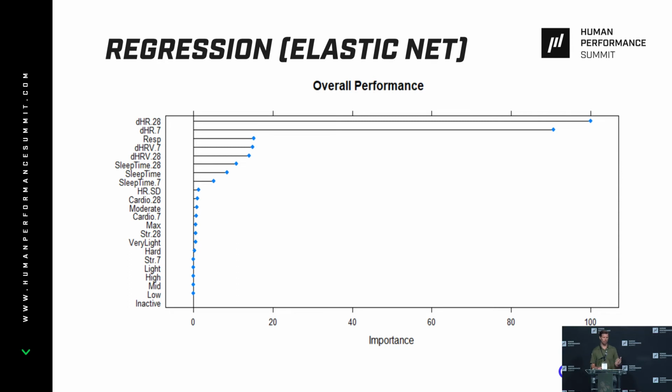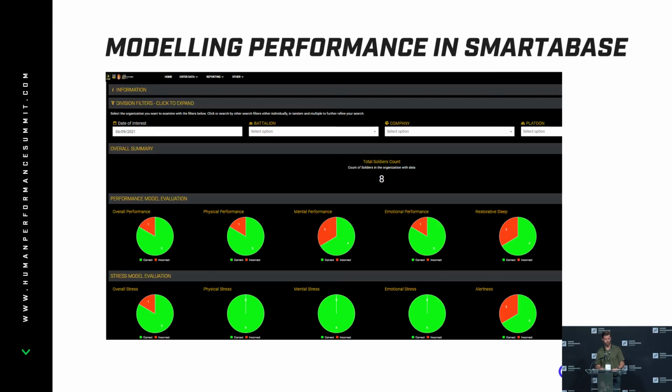So for this, we were looking at overall performance, and what we ended up seeing was that change in heart rate from your 28-day average to your last night average was the most influential of your overall performance. While if you actually look at activity, the previous day's activity had very little, if any, influence on how people felt they were going to perform the next day.